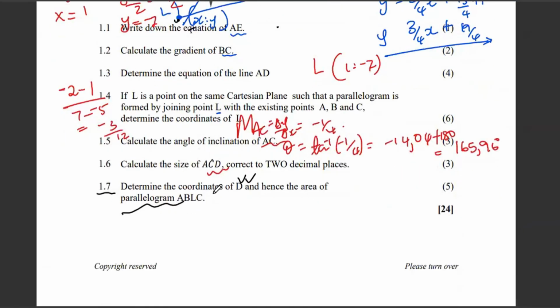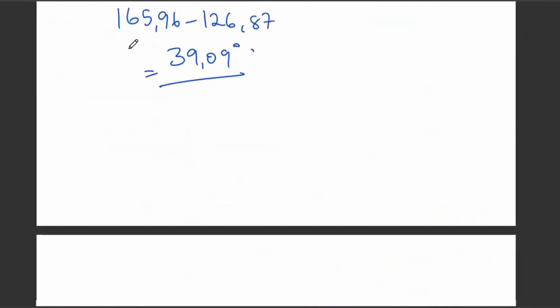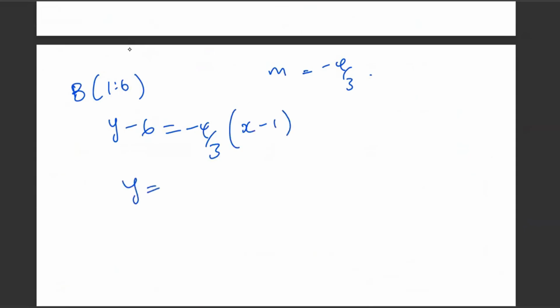So for us to get the coordinates of D, we need to find, do we know the equation? Yes, we know the equation of this. And then we can find the equation of BC, since we already have the gradient. So I'll use B, which is (1, 6), and find the equation of BC. The gradient, we said, is negative 4 over 3. So we shall say y minus 6 is equal to negative 4 over 3 times (x minus 1). So y is negative 4 over 3 x plus 4 over 3 plus 6.